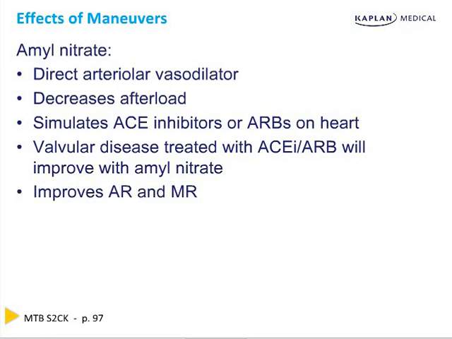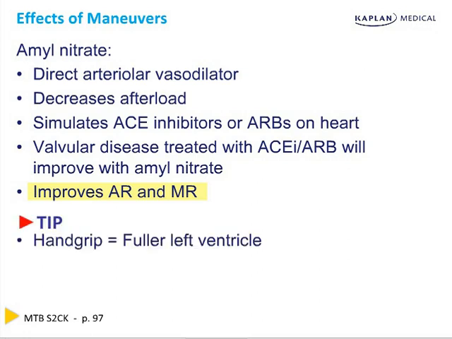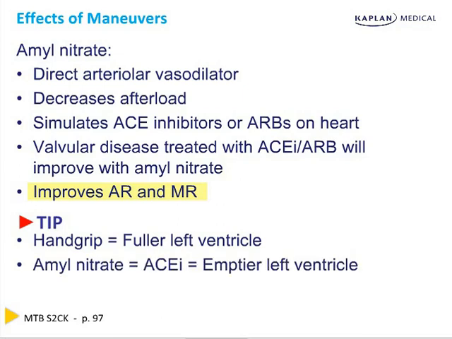get better with amyl nitrate, and therefore, since aortic regurgitation and mitral regurgitation get better with ACE inhibitors to increase the forward flow of the blood, amyl nitrate will improve them, and that is why amyl nitrate will worsen mitral valve prolapse and hypertrophic obstructive cardiomyopathy, where we'll do the opposite. Hand grip is a fuller left ventricle. Amyl nitrate, like an ACE inhibitor, is an emptier left ventricle.